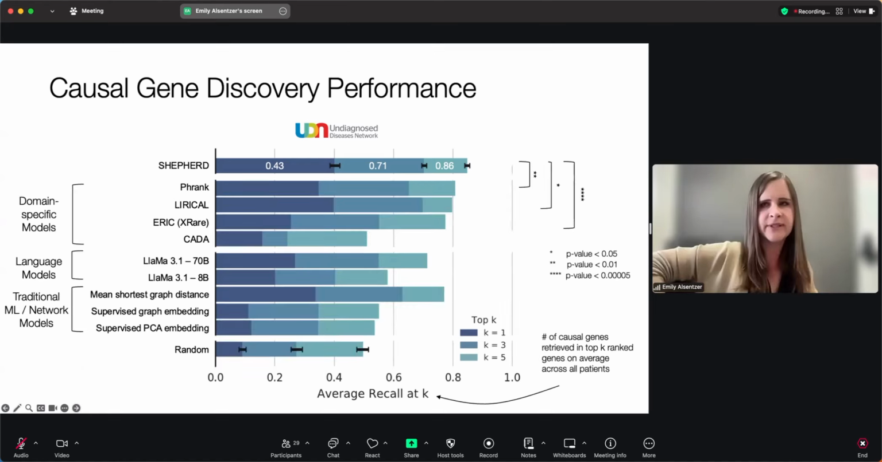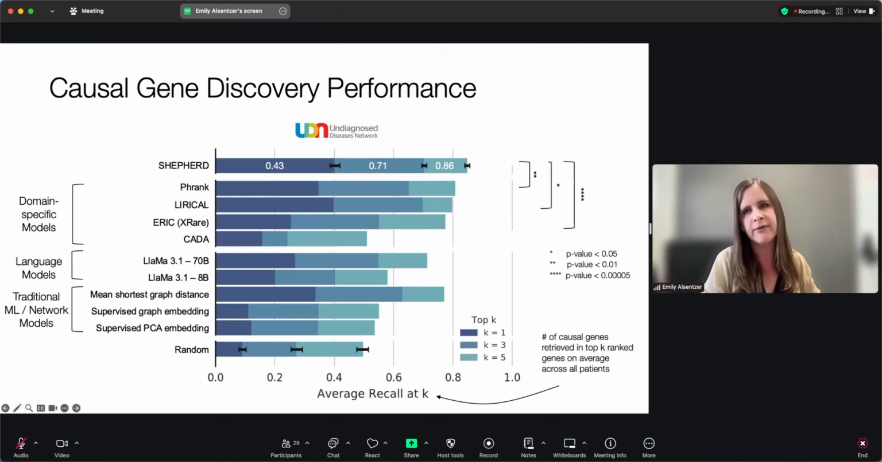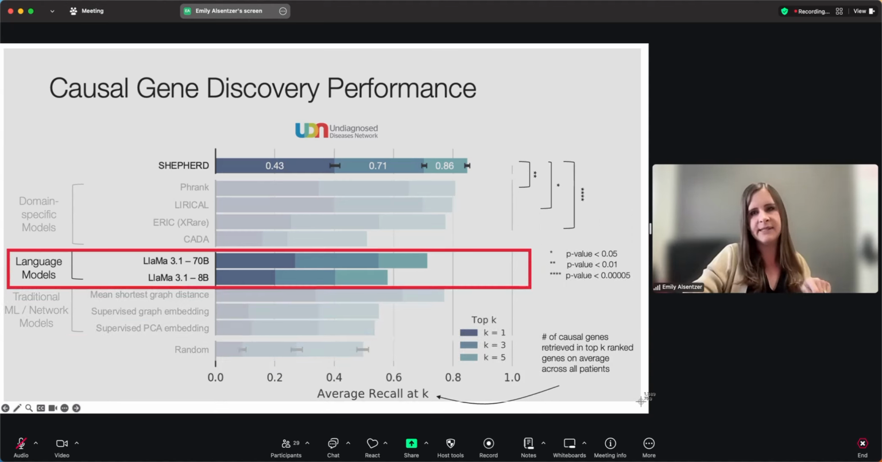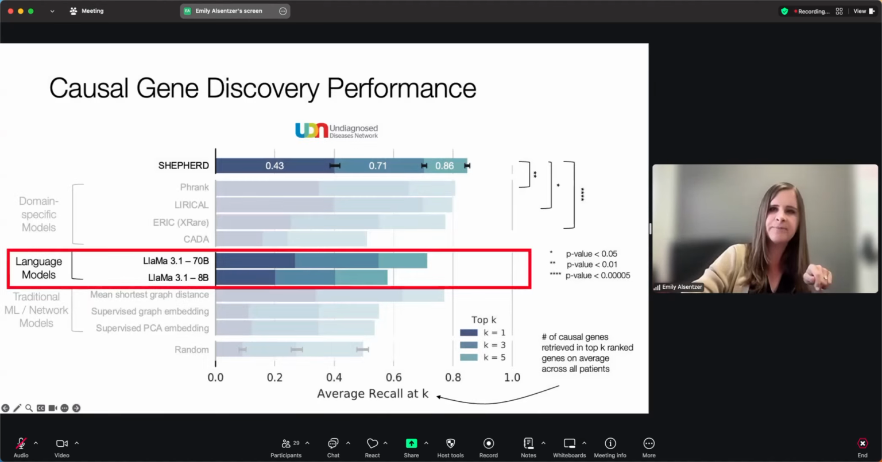And then we compared Shepherd to several representative domain-specific network science and machine learning-based approaches, and found the model can perform significantly better than those baselines, including outperforming other machine learning approaches by over 250%. Effectively, what this means is clinicians need to review substantially fewer genes compared to those approaches. And interestingly, you can see both language models we evaluated performed substantially worse, even worse than most domain-specific models from the field as well.